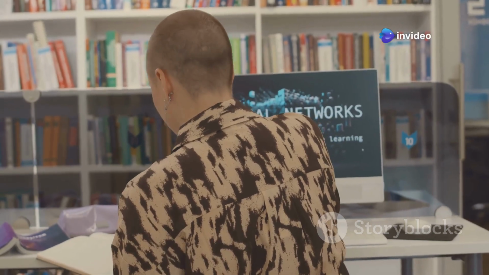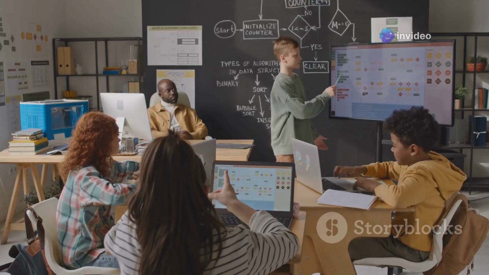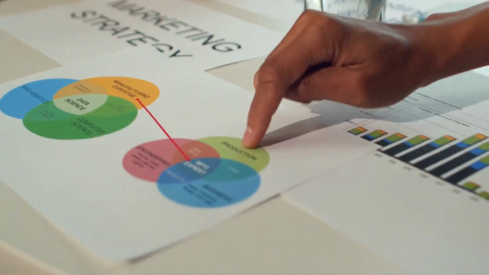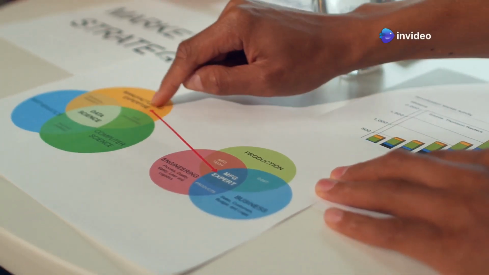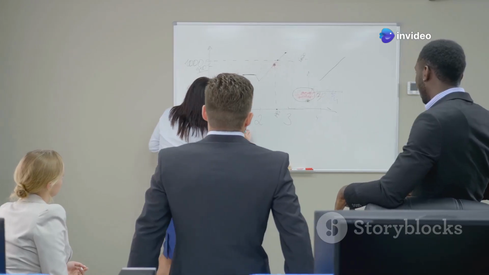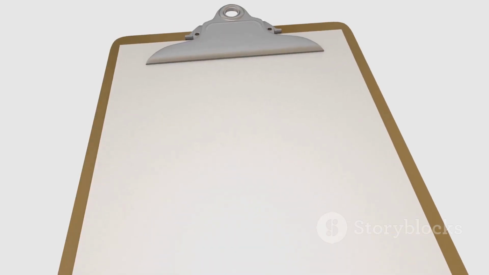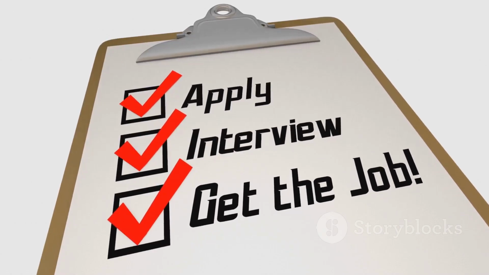Preparing for machine learning system design interviews requires a multifaceted approach. You should have a strong grasp of fundamental algorithms and their trade-offs. Familiarize yourself with common system design concepts like load balancing, caching, and data partitioning. Practice designing systems for real-world scenarios. Mock interviews are invaluable. They simulate the interview environment and help you refine your communication and problem-solving skills. Remember, a successful interview hinges on demonstrating both your technical knowledge and your ability to apply it effectively.